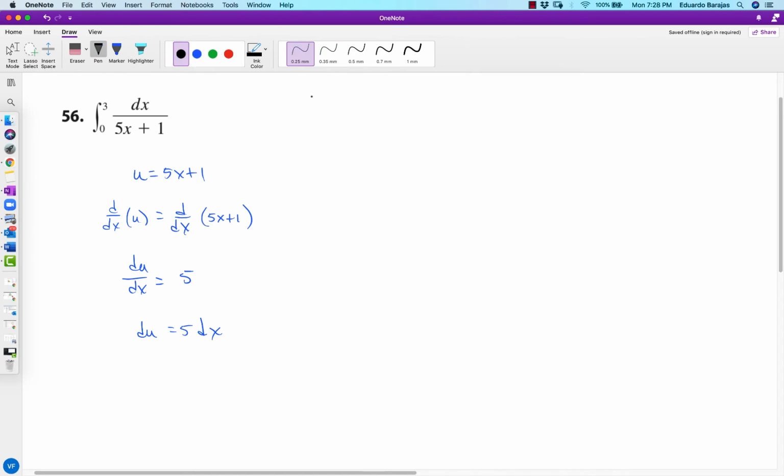So then bringing this over, I'm going to rewrite this as 1 over 5x plus 1 times the dx. And then I know I'm going to need a 5, so I'm going to introduce that 5 in there and balance it out with a 1/5 as I did before, but we have to pay attention to the limits of integration.